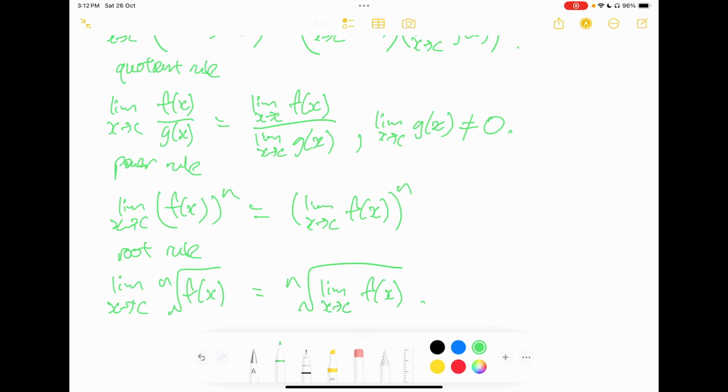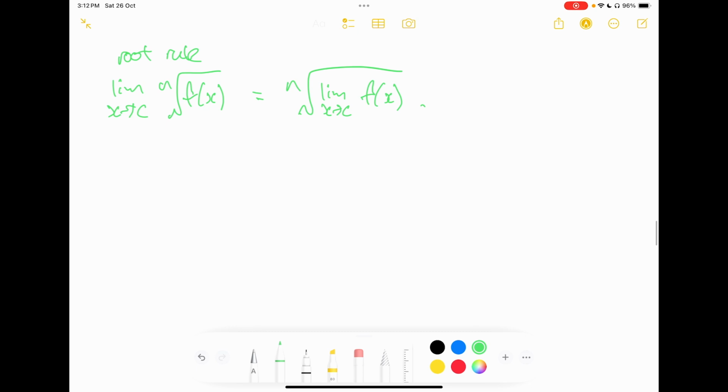All right, so now that these rules are out of the way, I want to talk about a very interesting theorem. This is called the squeeze theorem. It's also called the sandwich theorem.